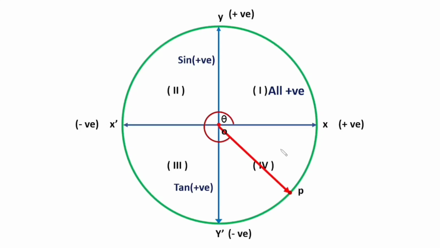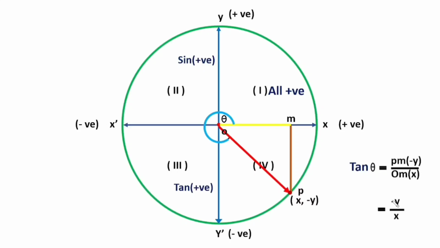In the fourth quadrant, for angle theta, OM is the adjacent. This time OM is to the right of the x-axis, so it is positive. But PM is down the y-axis, so it is negative. So tan theta equals PM upon OM, so minus y upon x. So tan theta is negative in the fourth quadrant. As tan theta is negative, cot theta is also negative in the fourth quadrant.